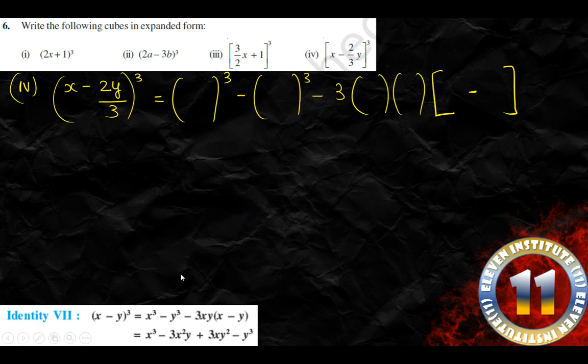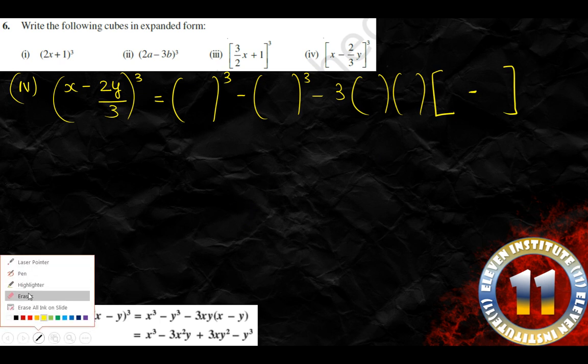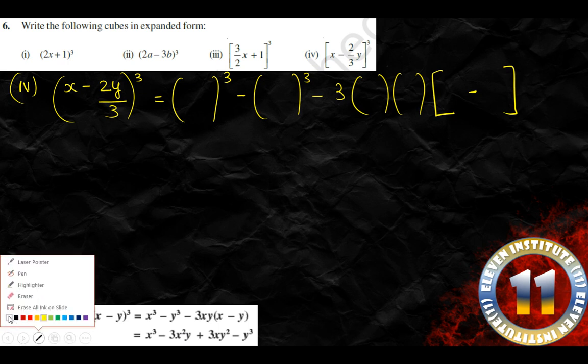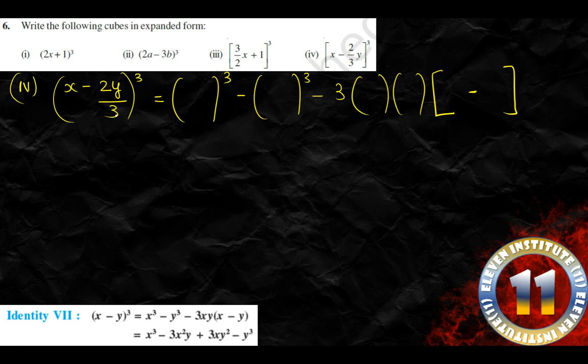Now we will just apply the formula. Yes. So instead of x and y, we will write x and 2y upon 3. So here we have x, here we have 2y upon 3. Again we have x and 2y upon 3. Again we have x and 2y upon 3. Now just simply solve them.